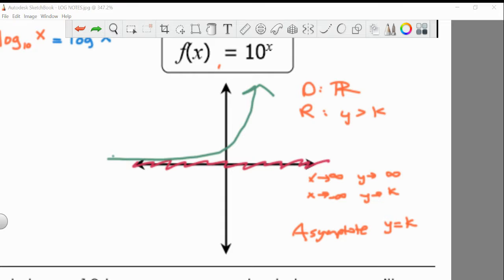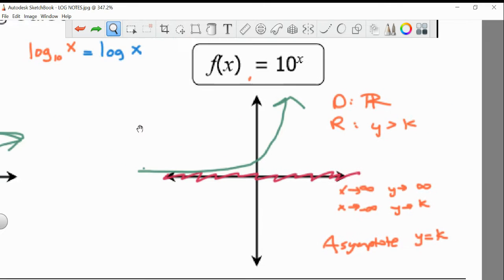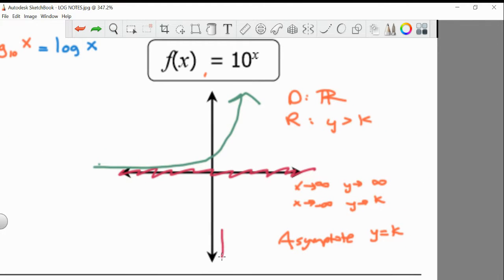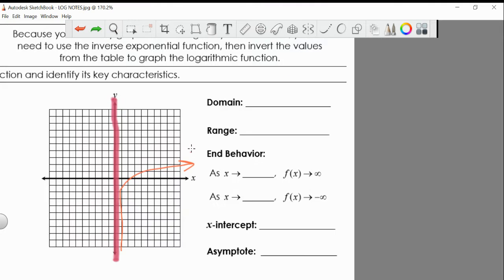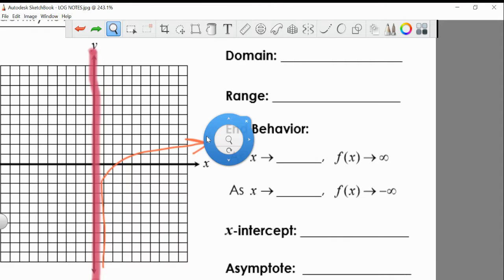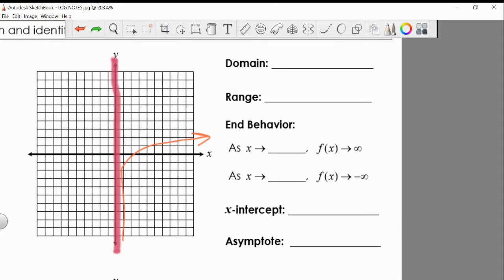Now, we're going to have to do basically the opposite for a log graph, right? A log graph, which looks like this, domain is not going to be all real numbers. Your range is not going to be greater than k. Your end behaviors are going to be different. Your asymptote is going to be different. Okay, so it's going to be a lot different. But you'll notice some patterns and similarities as we get into it. So let's start with the asymptote, okay? Because we know that the asymptote is going to be the thing that's going to affect all of our answers.